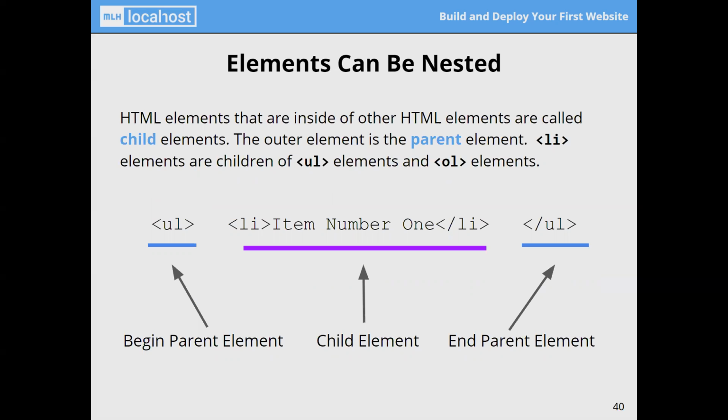Okay. And HTML elements that are inside other HTML elements are called child elements, right? So the outer element is the parent. So in this case, the LI elements are children of the UL elements and OL elements. As you can see here, UL is on the outside, and then there's another closing UL on the right side, which makes it the parent, and then inside of it is the list element. And then, of course, your content.